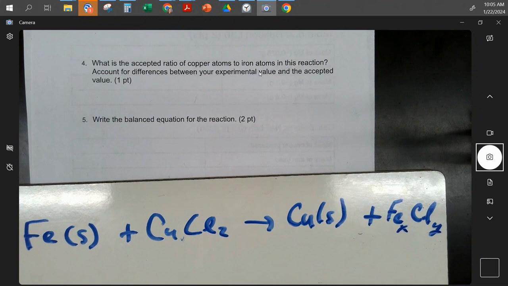Are we supposed to look this up? Count for differences and the accepted value. Am I supposed to give you the accepted value? Let me see in the teacher instruction. Also, let me see this. Basically, this one, since they didn't change, if we let it go, so the ratio would change. If you let it go, if you add much.